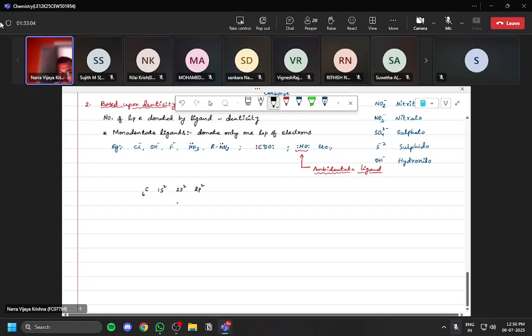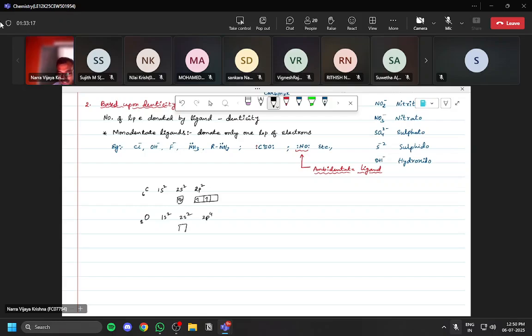Coming to oxygen, atomic number 8. Configuration 1s2, 2s2, 2p4. How many unpaired electrons in oxygen? 2. So it can form 2 covalent bonds. How many unpaired electrons does carbon have? 2 and 1 empty orbital. So it also can form 2 covalent bonds. So first I am forming 2 covalent bonds between carbon and oxygen. How many lone pairs does oxygen have?